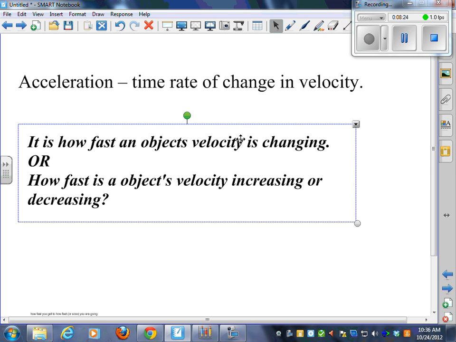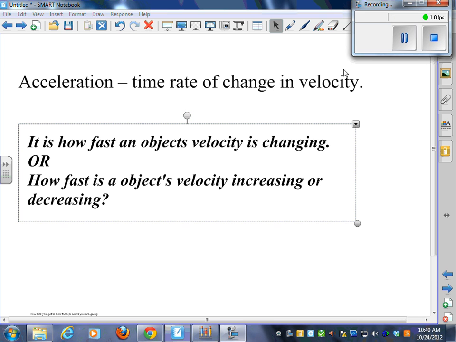So acceleration is how fast an object's velocity is changing. Just don't write that down yet. Put your pencil down. Think about this. How fast an object's velocity is changing. The velocity has to be changing. Does the velocity change fast or does the velocity change slow? You could also say it's how fast an object's velocity is increasing or decreasing, because it could get bigger or it could get smaller. Now write it down.